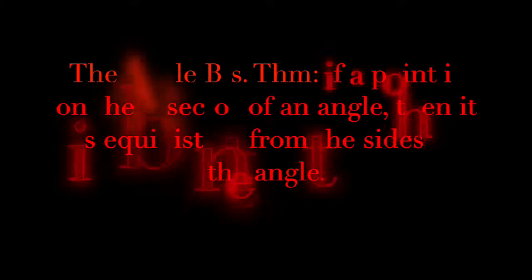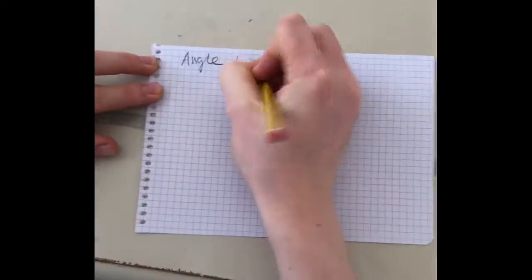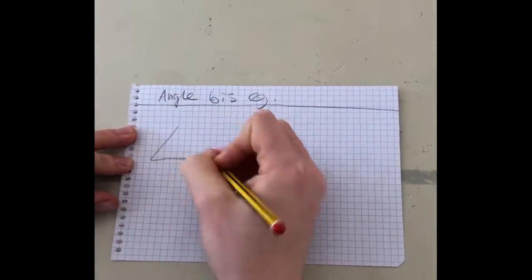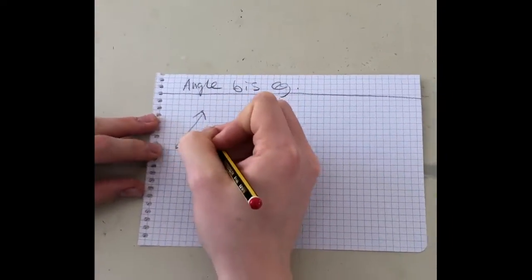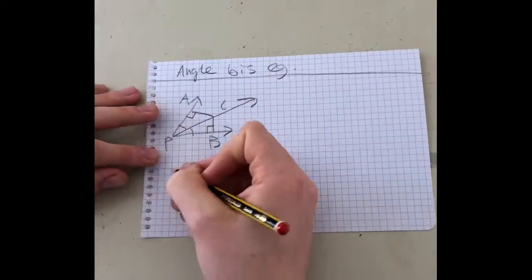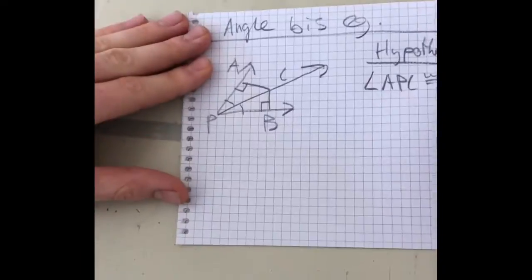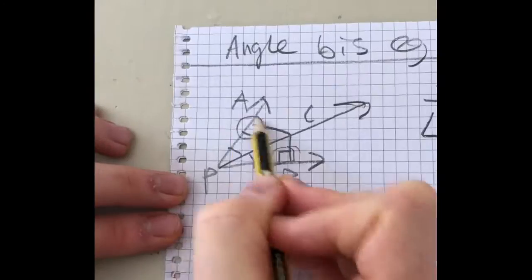The angle bisector theorem states that if a point is on the bisector of an angle, then it's equidistant from the sides of the angle. So, for example, given angle APB, we can take any point along the bisector. Let's call this point C, and if angle APC is congruent to angle BPC, then AC is equal to BC.